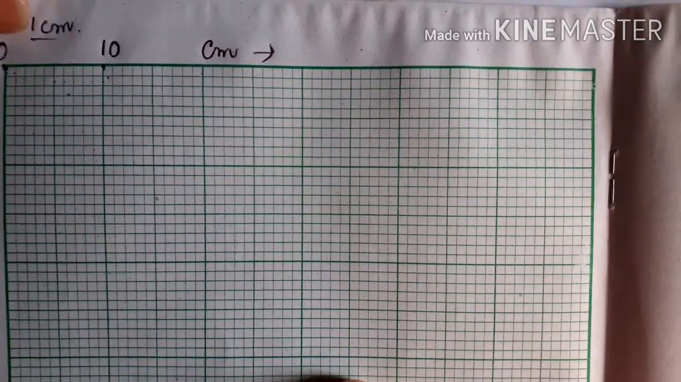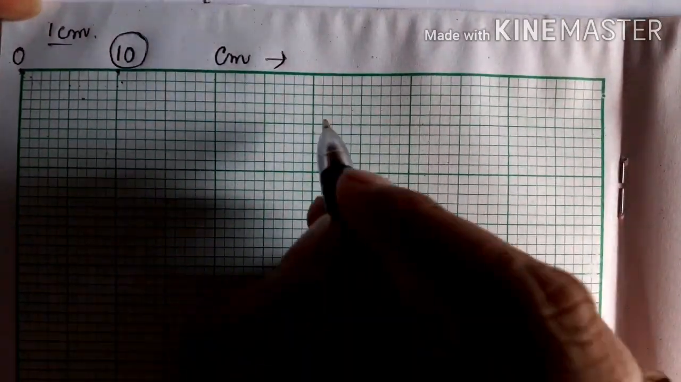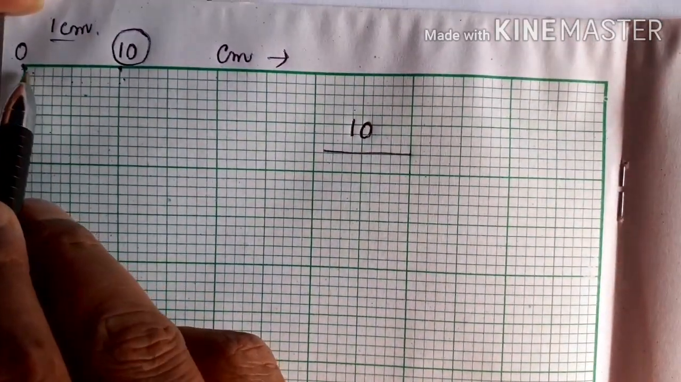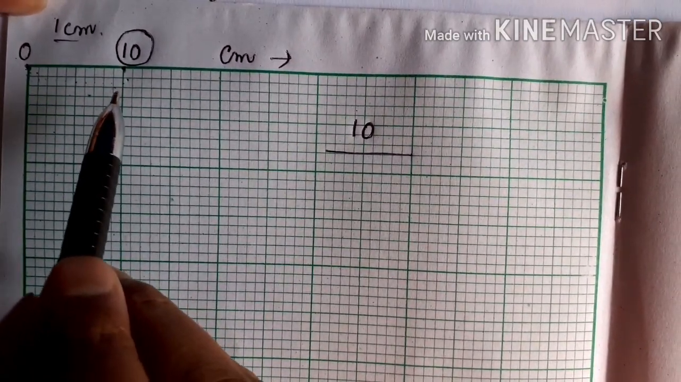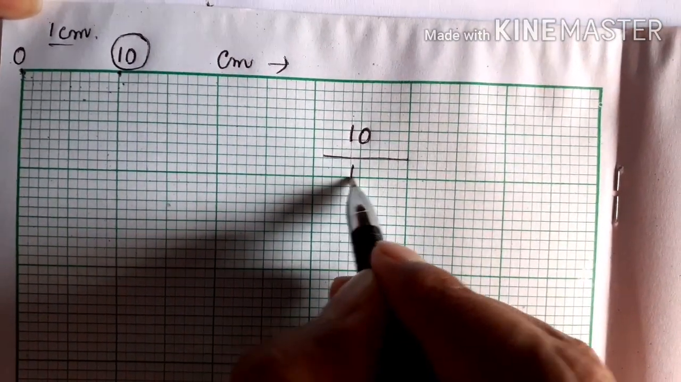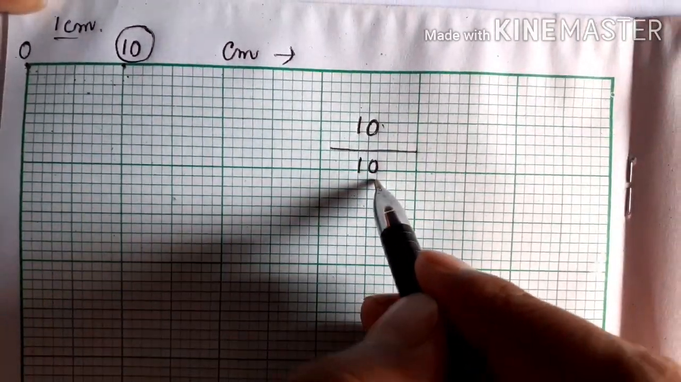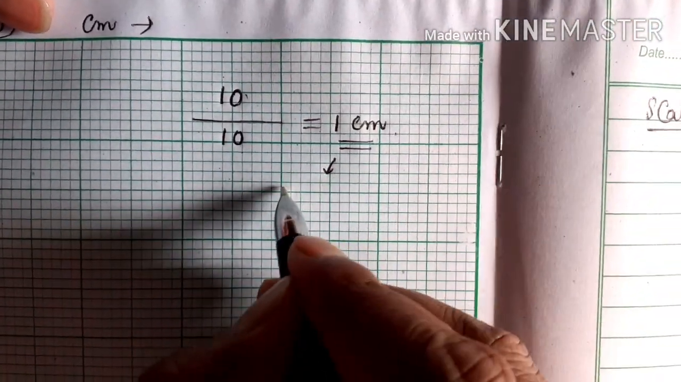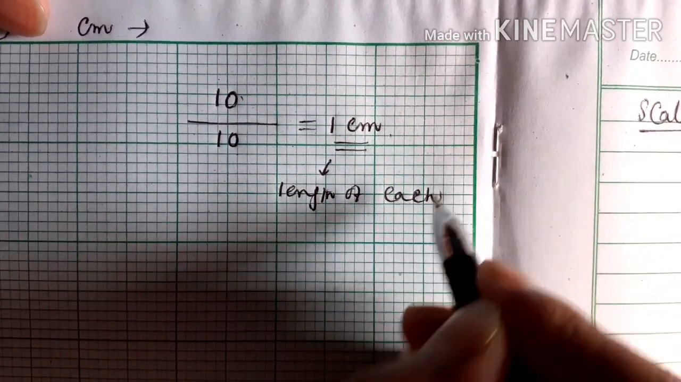How can you get that? Just see this digit. This is 10, so write down 10, divided by how many lines there are from 0 to 10. You have just counted 10 lines. So 10 divided by 10 is equal to 1 centimeter. So 1 centimeter is the length of each line.